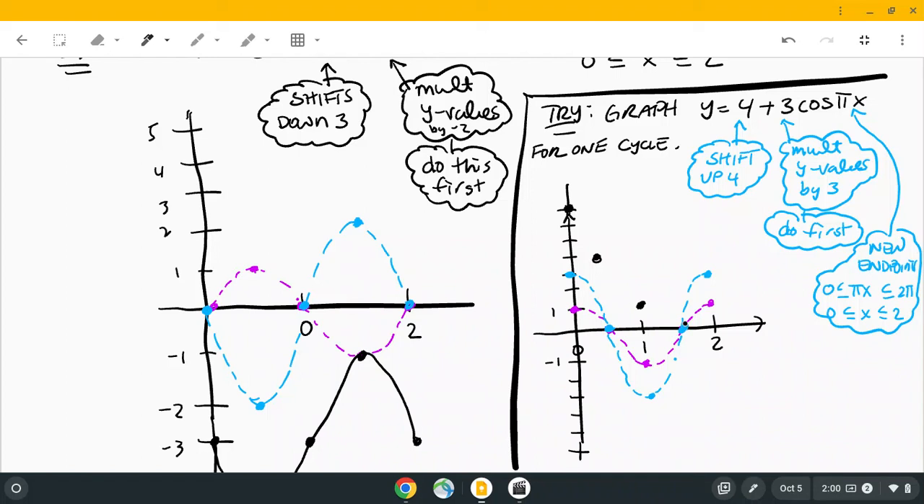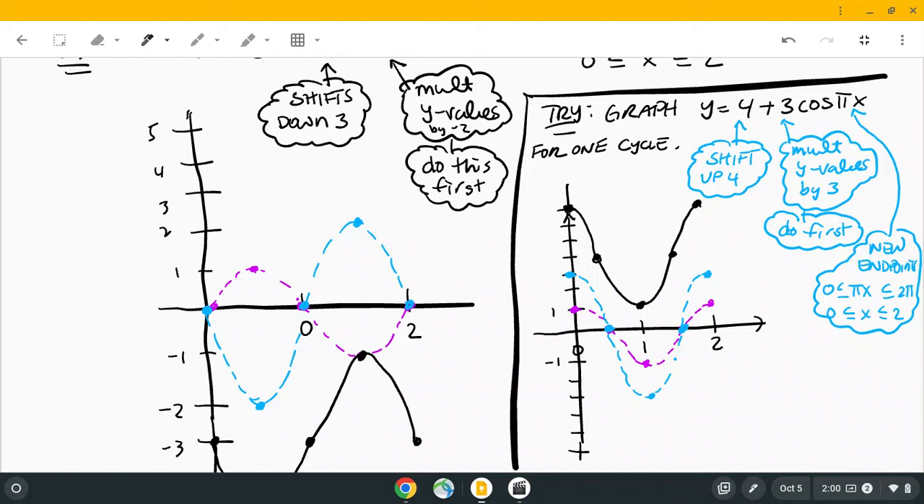And this one, shift up 4: 1, 2, 3, 4. And this one, shift it up 4: 1, 2, 3, 4. And so we see the blue cosine wave got shifted up 4. This is what you should have gotten for your graph. Those are our vertical shifts.